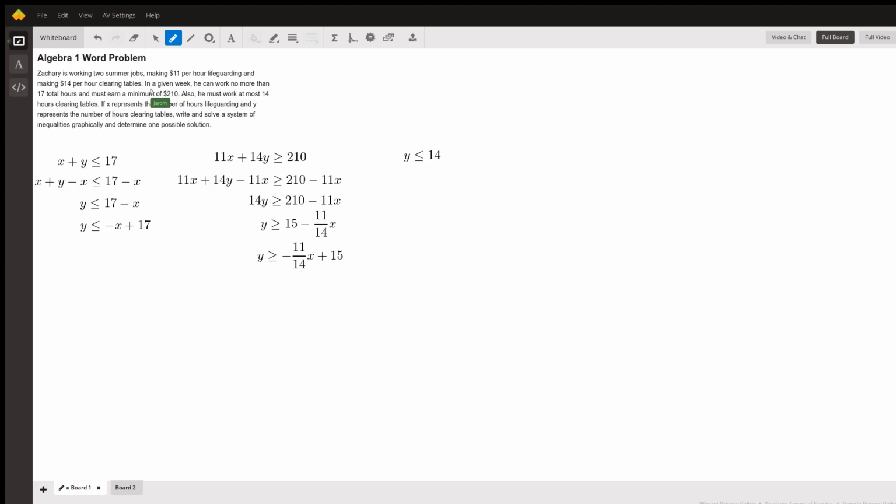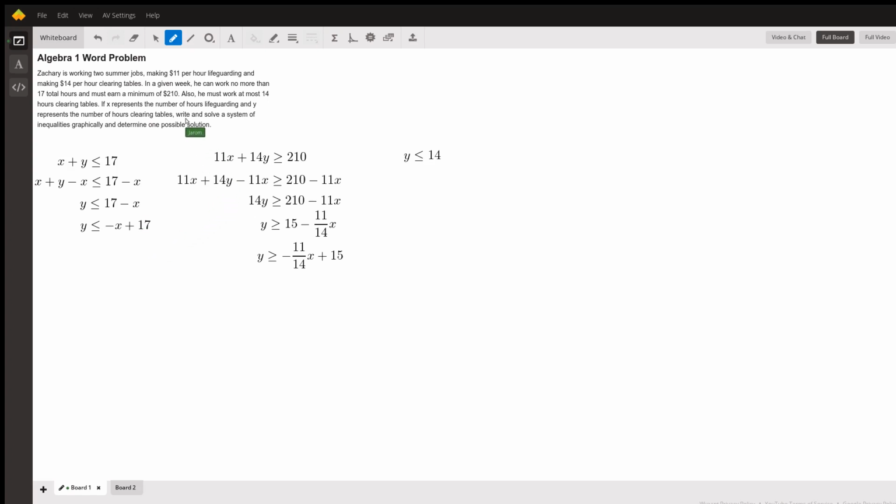So the first says, in a given week, he can work no more than 17 total hours. X is the number of hours lifeguarding, Y is the number of hours clearing tables, X plus Y is the total number of hours, and it can be no more than 17, so it's less than or equal to 17. To get it into a form that is more friendly on the graph, we subtract X from both sides and rearrange it. So Y is less than or equal to negative X plus 17. We'll see more about that when we get over to the graph.